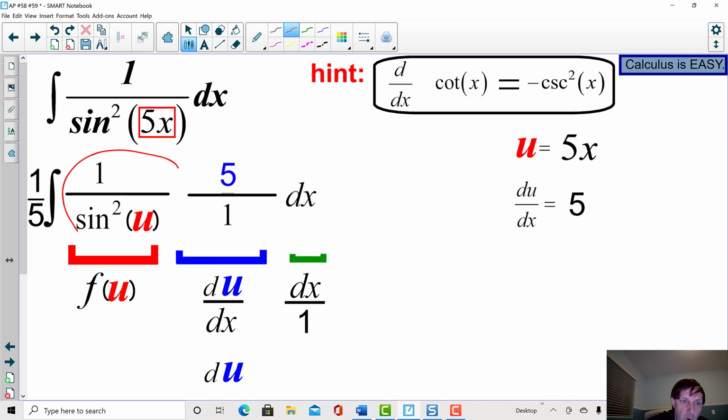Now you might notice that we have 1 over sine squared, and 1 over sine is the same thing as cosecant.